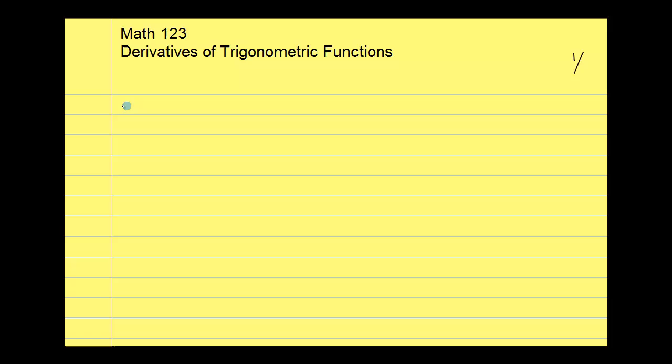A couple of quick notes: when we're working with derivatives of trig functions, all the formulas that I'm working with here are in radians. So we are working in radians. If you want to talk about derivatives of trig functions in degrees, we have to convert our radians to degrees and work from there. So we're working in radians here is the assumption.